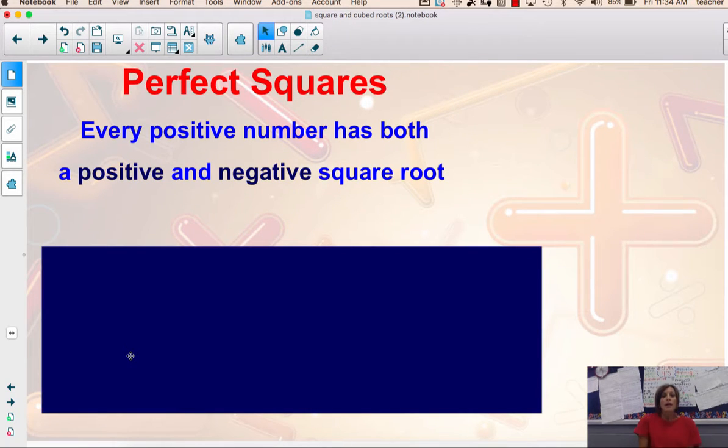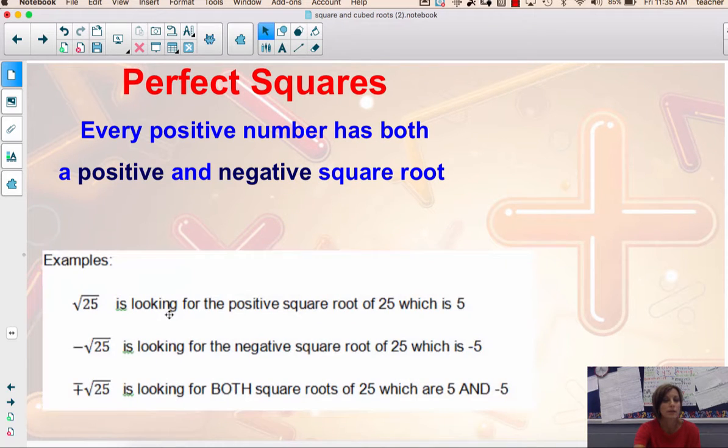So, as we're talking about positives and negatives in this unit, we need to remember that every positive number has both a positive and a negative square root. So we're going to be looking at negative numbers inside and outside the radical sign today. So this is something we need to get down.